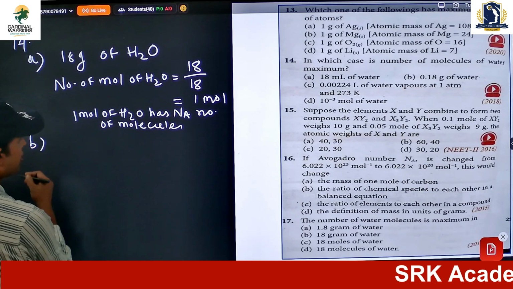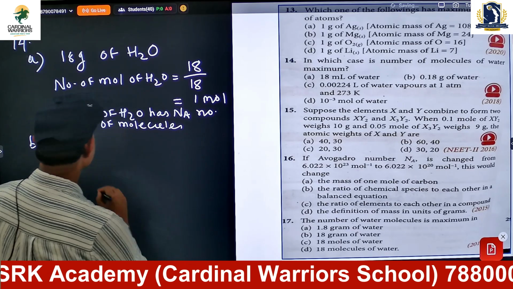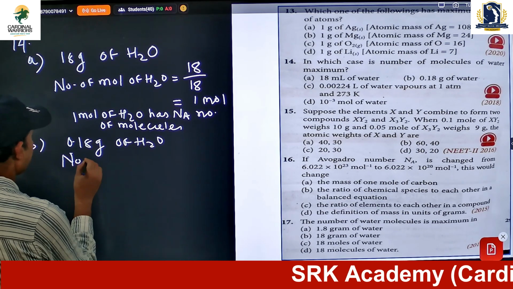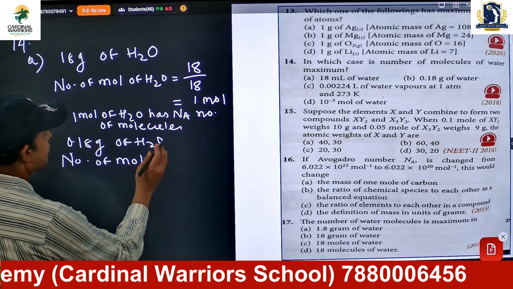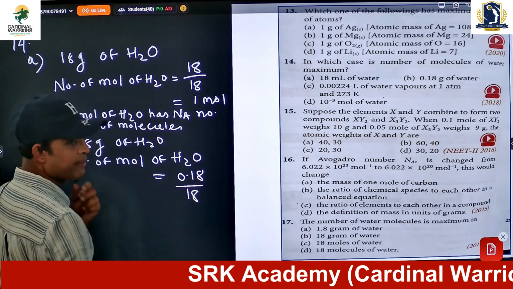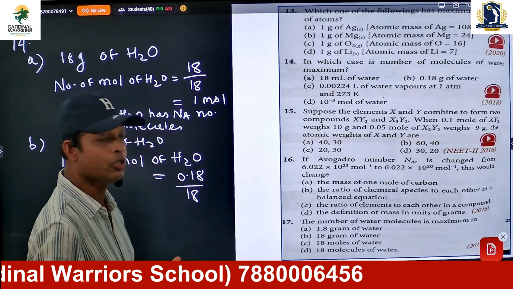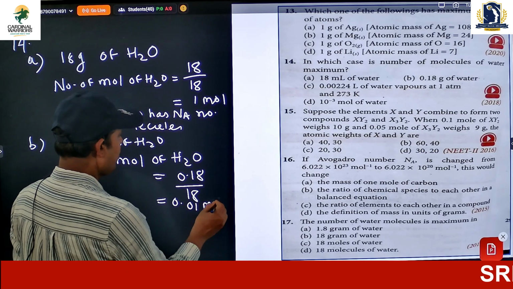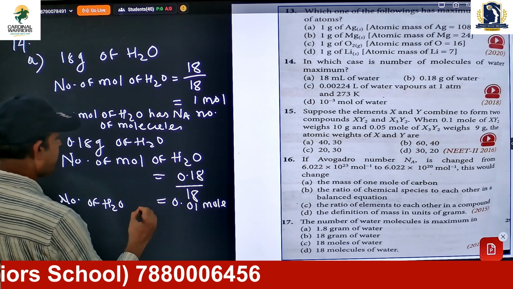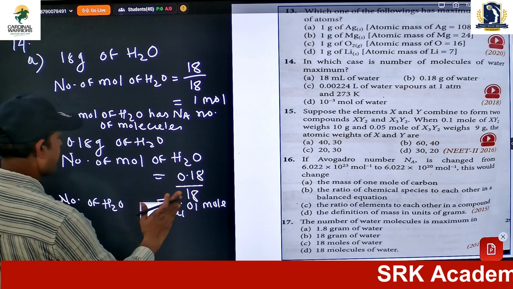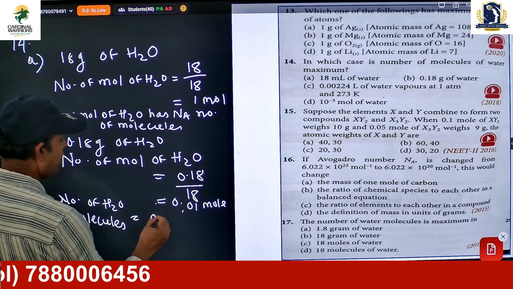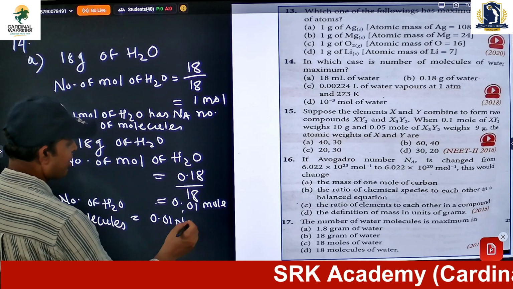Done. So for B, 0.18 gram of water. So the number of moles of water becomes how many? Given mass is 0.18, molecular mass is 18. 0.18 upon 18 becomes 0.01 mole. And the number of water molecules is equal to 0.01 Na number of molecules.